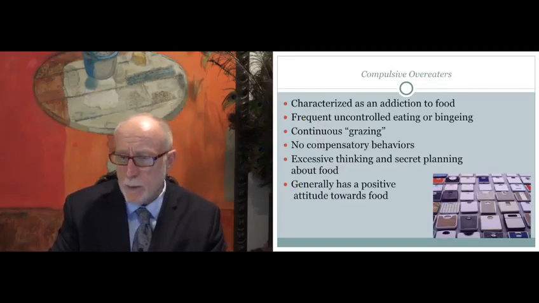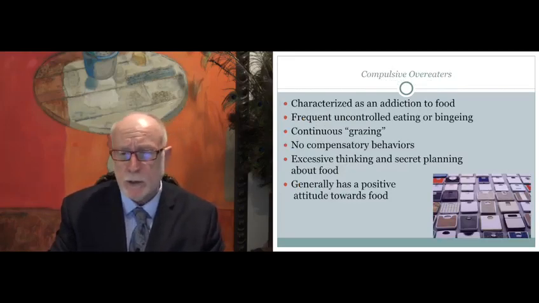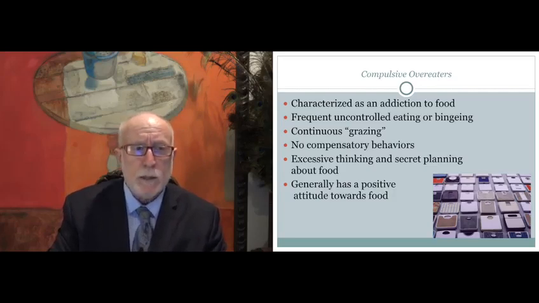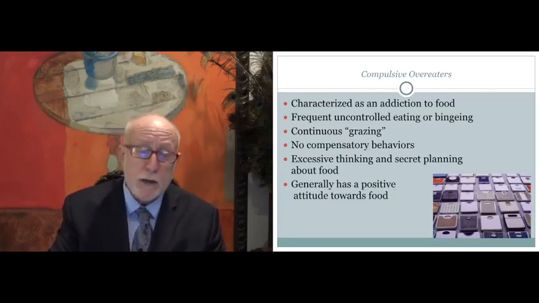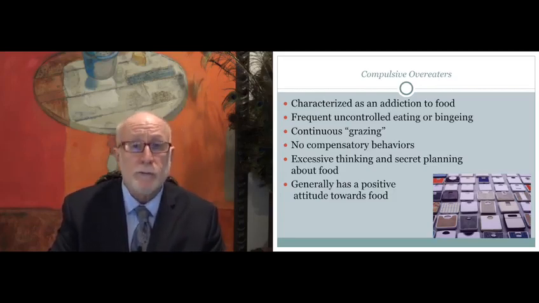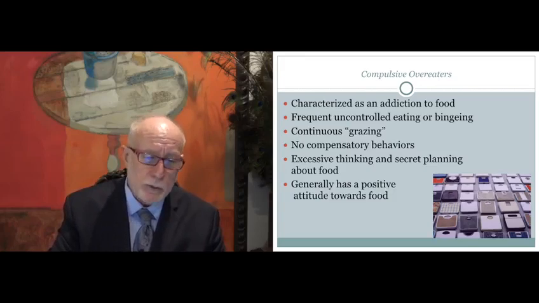Now, I want to say something about one group of disorders that is not officially sanctioned or recognized within the DSM-5, but it does represent an example of something that you could put in as an eating disorder other specified, and that's a compulsive overeater or a food addict. You can characterize a compulsive overeater as having an addiction to food.